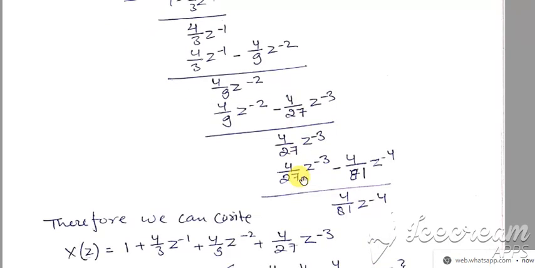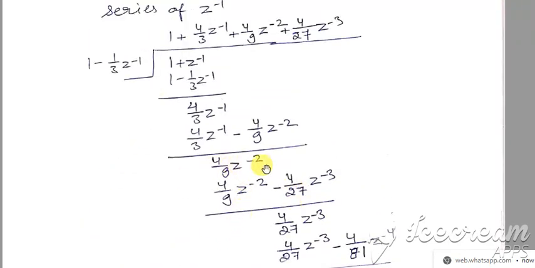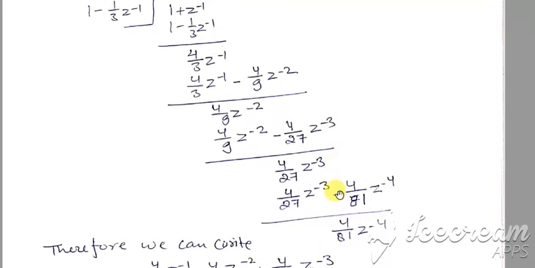After that, here we got 4/9 z to the power minus 2. So we will take 4/9 z to the power minus 2. When we multiply this term with 1, we get 4/9 z to the power minus 2, and this term multiplied by this term: 4/9 into 1/3 is equal to 4/27, and z to the power minus 2 into z^-1 is equal to z to the power minus 3. In this way we get this.